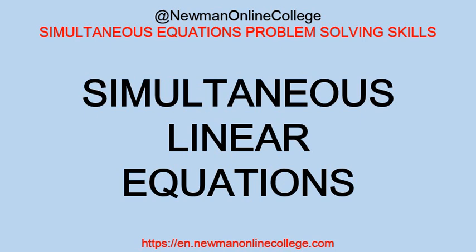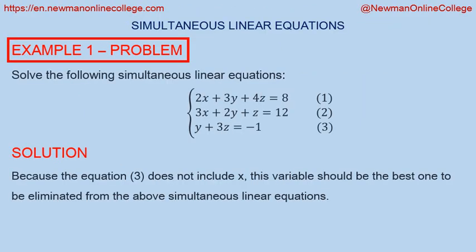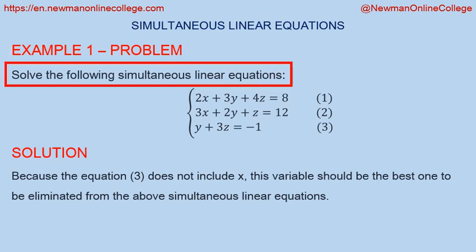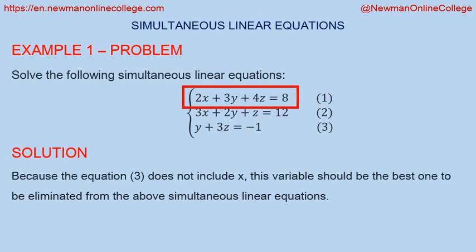Simultaneous linear equations. Example 1. Problem. Solve the following simultaneous linear equations. 2x plus 3y plus 4z equals 8. 3x plus 2y plus z equals 12. y plus 3z equals -1.